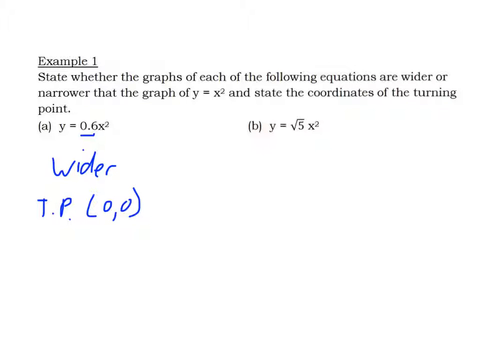Now for part B, look at the a term, which is the number in front of the x squared. This is bigger than 1, so it will be narrower. And once again, it hasn't been translated, so the turning point is still 0, 0.